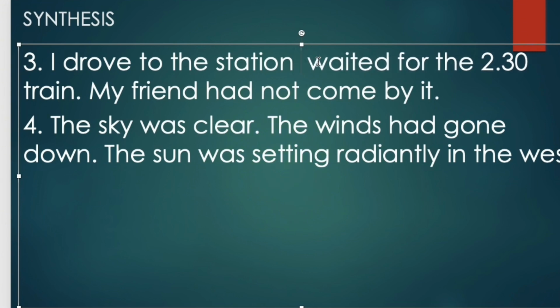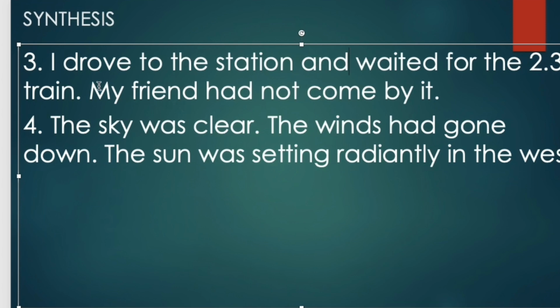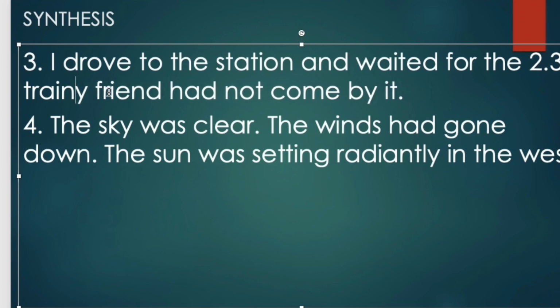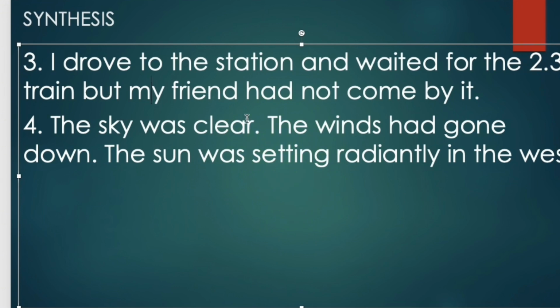I drove to the station and waited for the 2:30 train, but my friend had not come by it. So there are 2 coordinating conjunctions here, and but. And this is a multiple sentence as it contains more than 2 verbs: drove, waited, had come. So sentence 3 is a multiple sentence. We have combined those 3 sentences into a multiple sentence with the coordinating conjunctions and but.